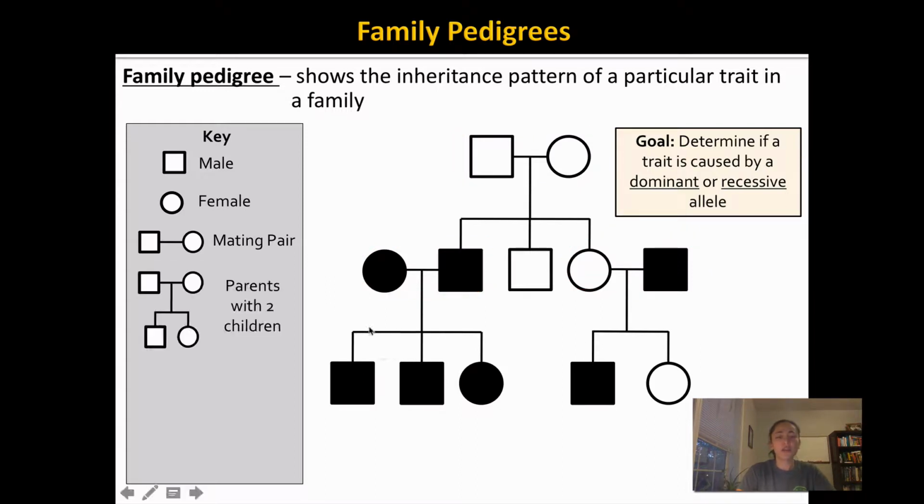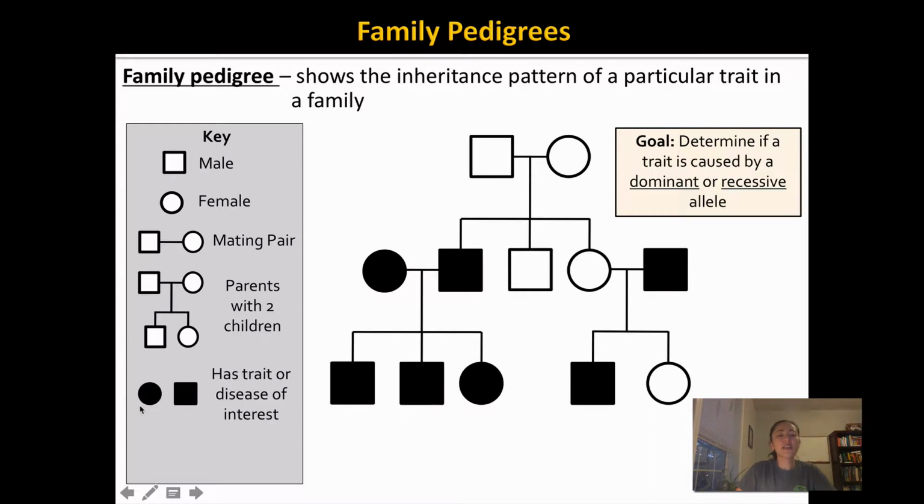So we also could see where we have children. Anytime there's a line coming down from a mated pair, then that means that those are their children. So this pair here has 3 children, 2 sons and a daughter. This mating pair here has 3 children, 2 sons and a daughter. And you can see that this daughter married this male here, or mated with this male. And then these 2 individuals had 2 children.